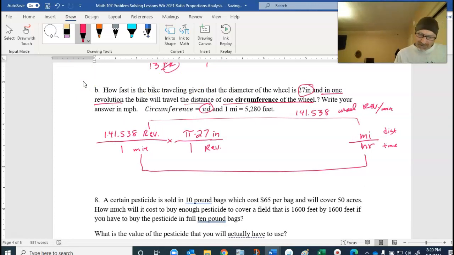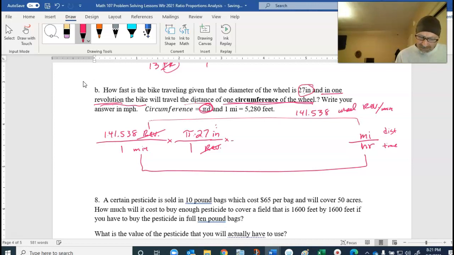So one revolution is one circumference, and the circumference is pi times the diameter, and it tells us the diameter there. And notice what's going to happen. We're going to change revolutions, we'll reduce, right? And we're going to get inches. Now we're closer. We have to change inches to miles.